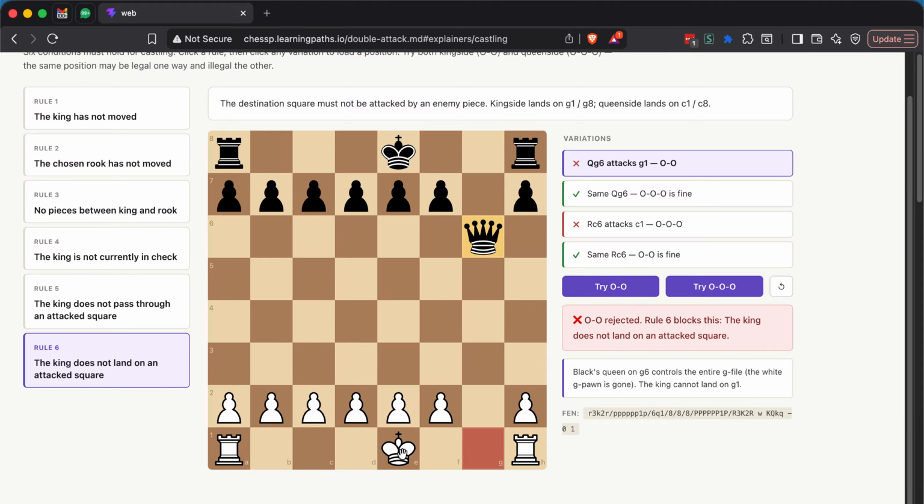As you can see here, we will not be able to do it because the king does not land on the attacked square, which is g1. But as you can see here, the queen side is clear. So on the queen side, we will still be able to do the castling.